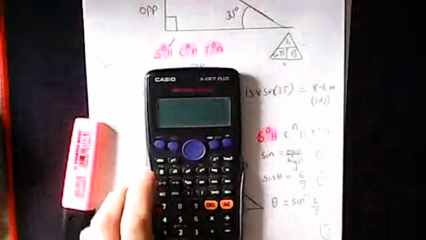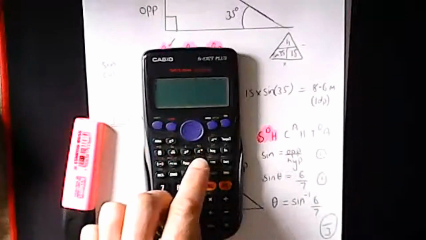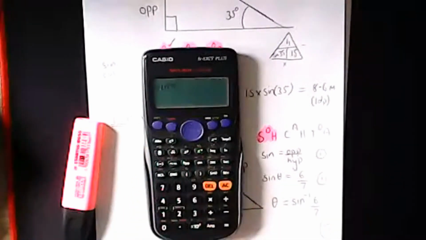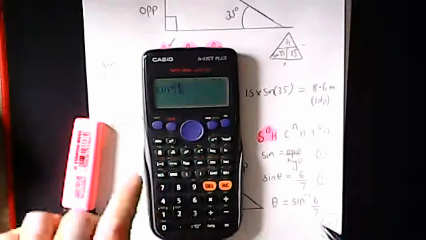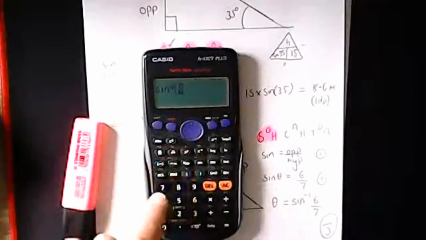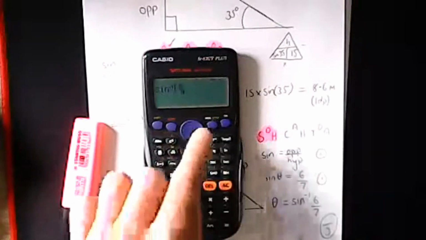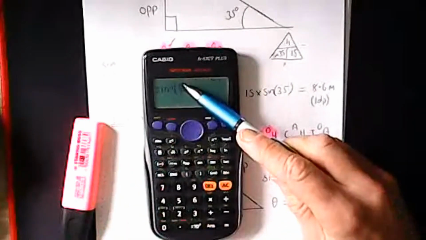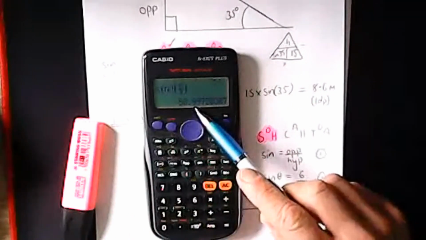So let's have a go. We press shift first, and then we press sine, but we're actually using sine minus 1 at the top, and then we've got 6 over 7. Now this is a fraction, so I like to use the fraction button, which is that one there. 6 at the top, use that button to go down, 7 at the bottom. Now let's get the right words down: 6 for the numerator, 7 for the denominator. Close the brackets, press your equals, again 1 decimal place.